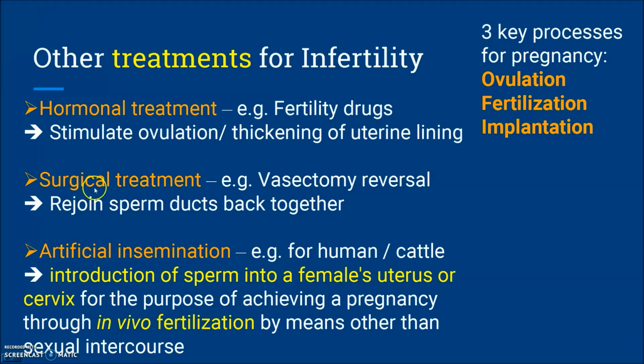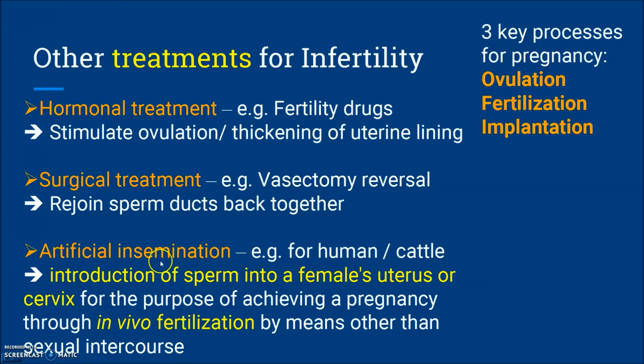And also surgery. For example, if a man had a vasectomy before and would like to have a baby again, a vasectomy reversal can be performed to rejoin the sperm duct, and a similar reversal surgery for the oviduct can also be done. And also artificial insemination, done by human beings. You remember what semen is, the fluid containing the seminal fluid and the sperms.